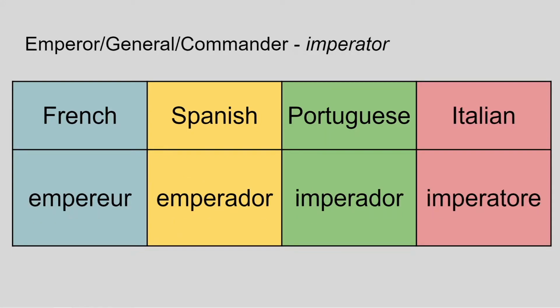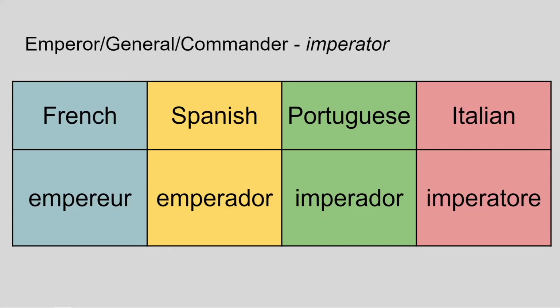Let's look at another one. So in French, we have the word empereur, in Spanish, emperador, Portuguese, imperador, and Italian, imperatore. Now, in Latin, the word imperator means emperor or general or commander. And as you can see, they all come from that one word, imperator. So it's very, very important, and there are lots of common links in these languages.